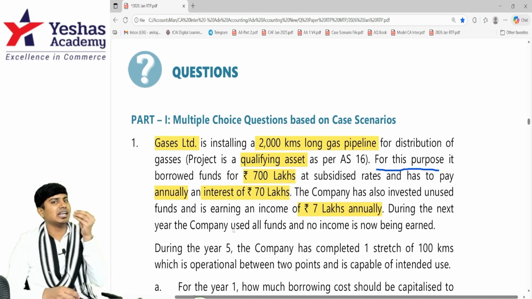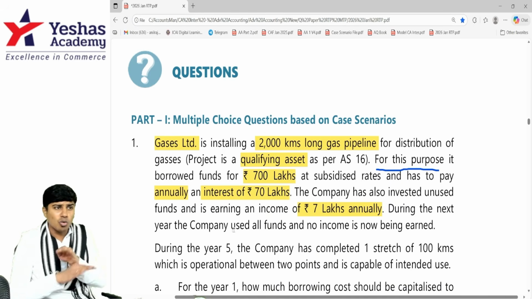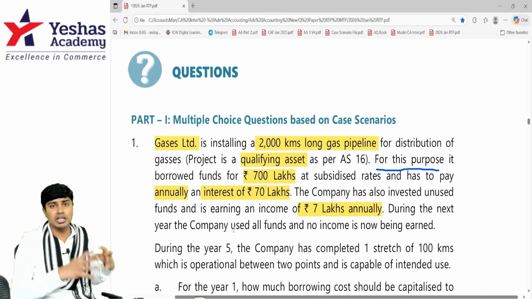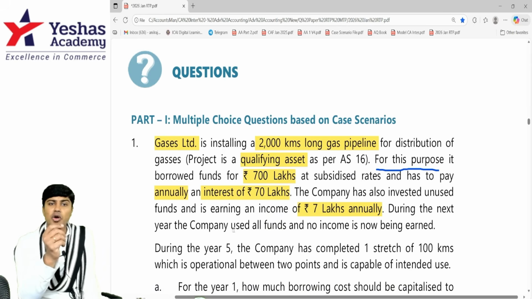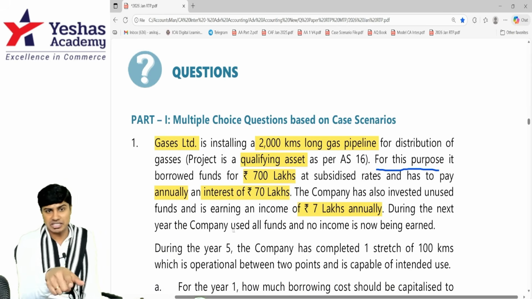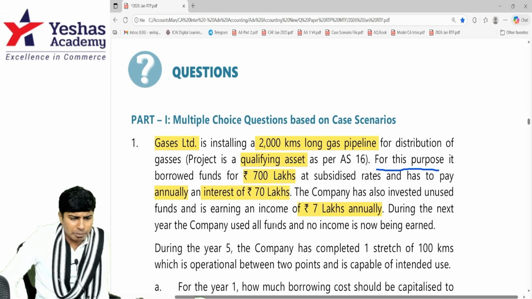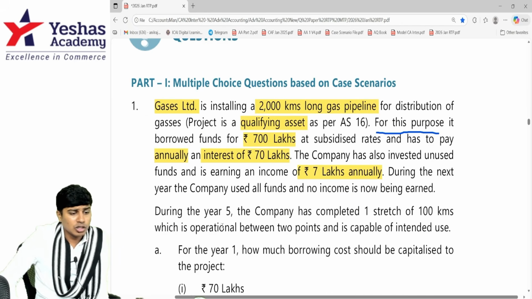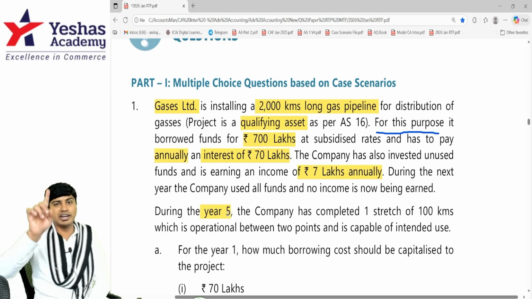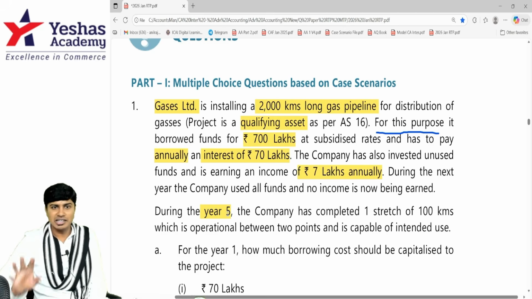Second year, we pay 70 lakh rupees as borrowing cost, but no fund is left idle. All the fund is being utilized. So interest will not be earned. So first year, the borrowing cost to be capitalized will be 70 minus 7, that is 63. But the second year interest cost to be capitalized will be 70. Then during the year, the company used all the funds and no income was earned. So year 1, 70 lakh minus 7 is 63. Year 2 onwards, it is 70 lakh throughout.